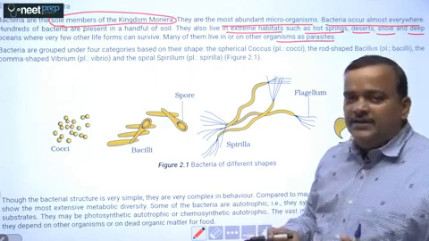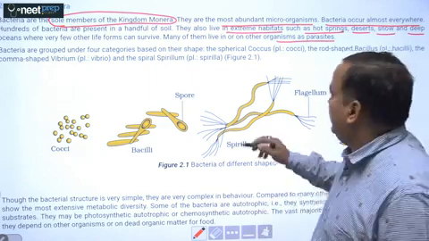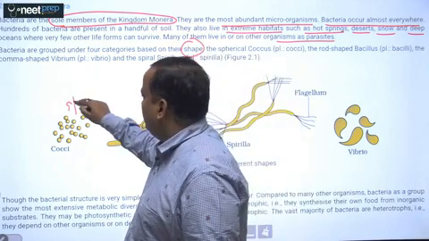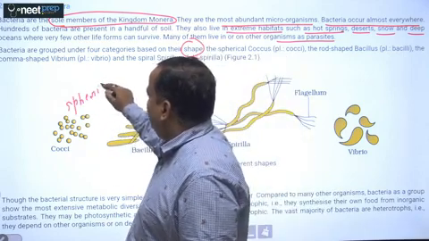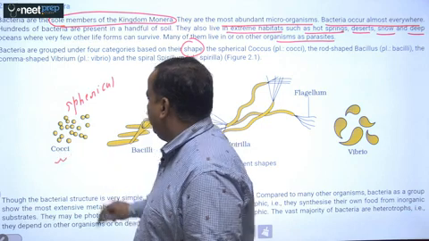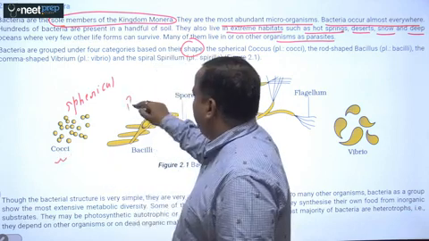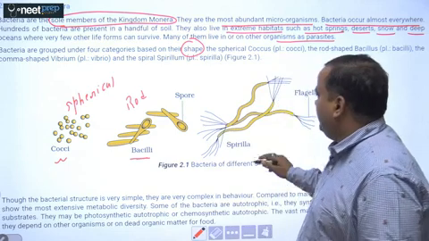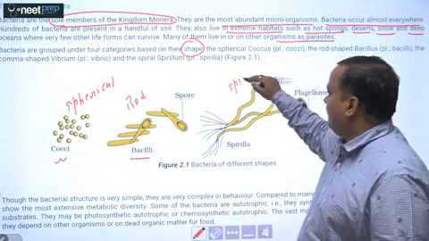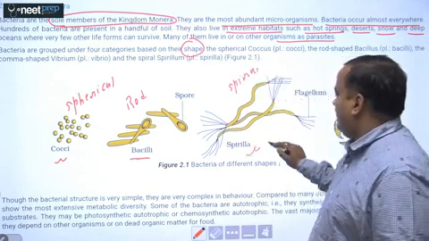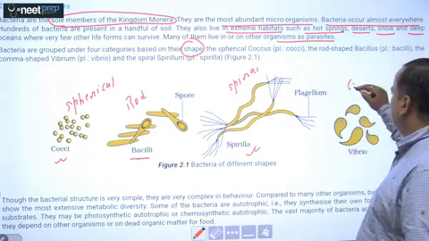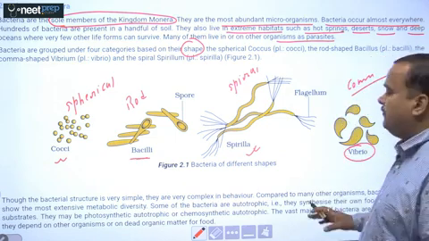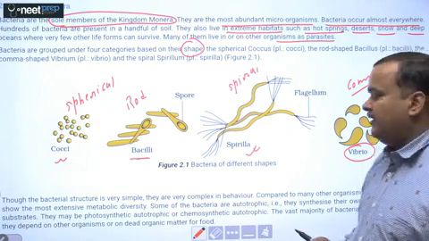Now we divide bacteria into 4 different types on the basis of their shape. If it is spherical, then we call it coccus or cocci. If it is rod shaped, then we call it bacillus or bacilli. If it is spiral, we call it spirilla or spirillum. If it is comma shaped, then we call it vibrio. So these are the 4 different types on the basis of their shape.